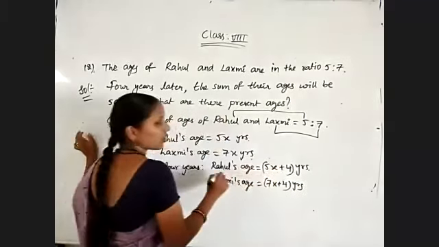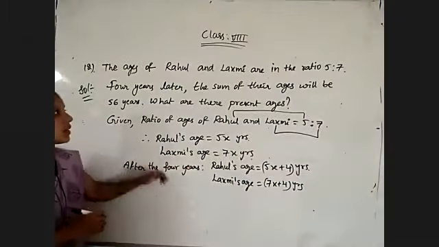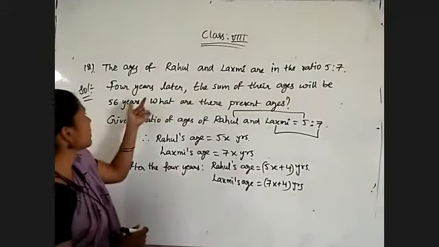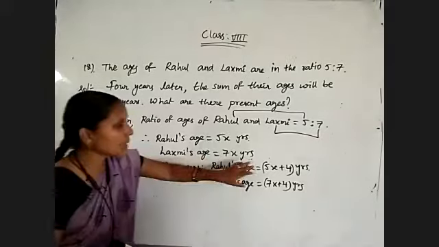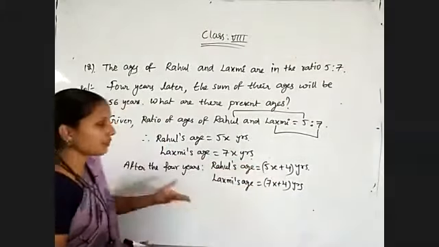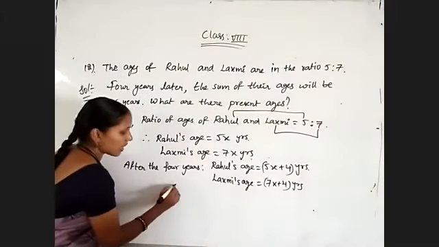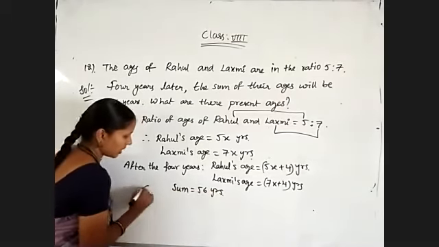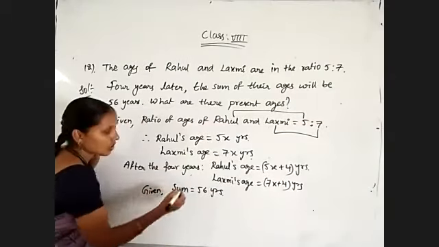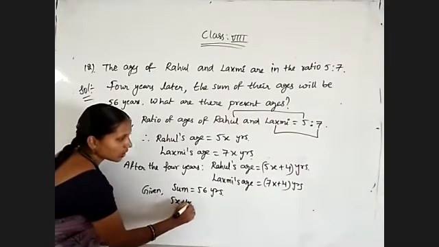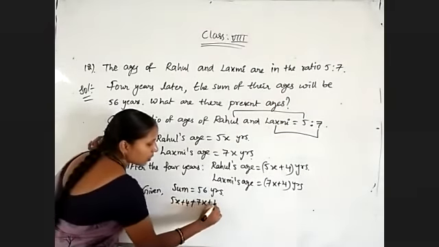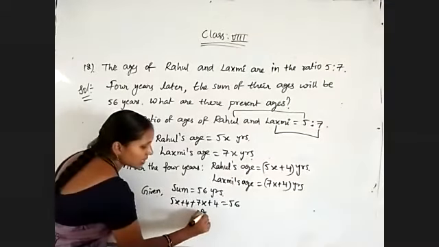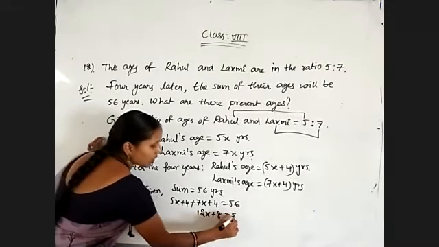Okay. After 4 years, 5x plus 4 and 7x plus 4. And they are given the condition: after 4 years, the sum of their ages will be 56 years. So the sum of these two ages will be equal to 56. They only gave this in the question. So 5x plus 4 plus 7x plus 4 is equal to 56. That's all. 5 plus 7, 12x. 4 plus 4, 8 is equal to 56.